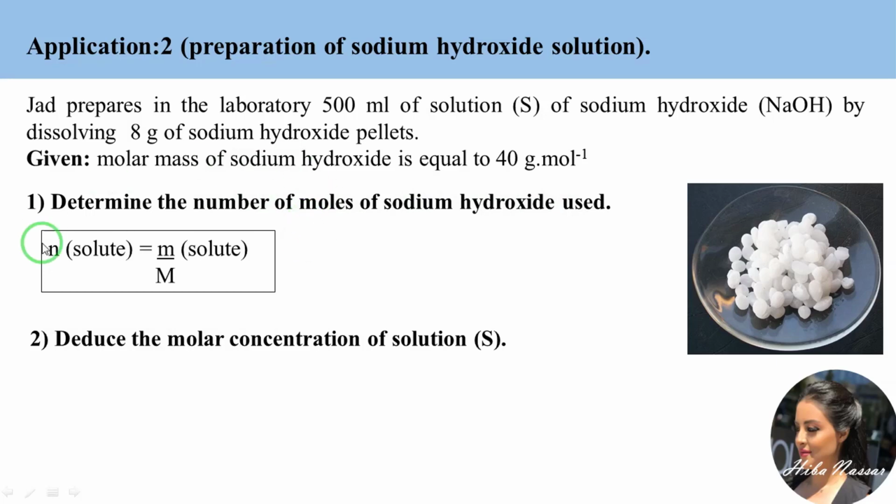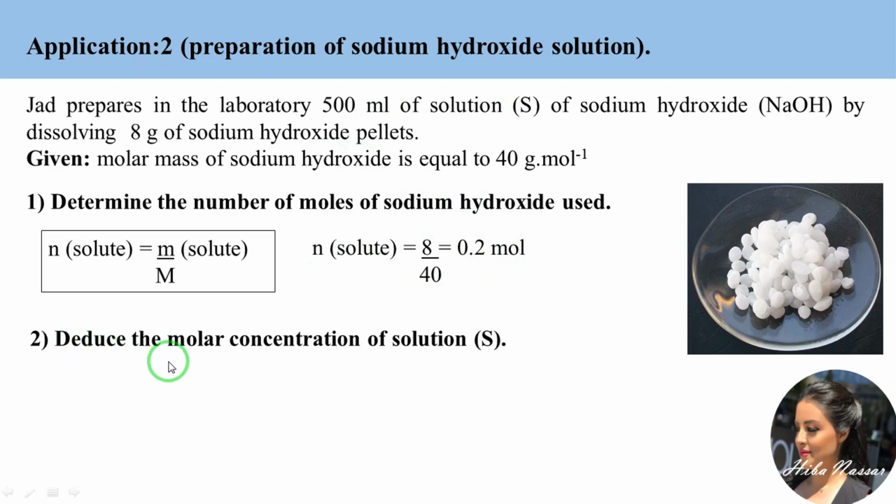So I'm gonna use the following formula. The number of mole for solute is equal to the mass of this solute, which is here sodium hydroxide, divided by its molar mass. So the number of mole of solute will be equal to 80 gram, which is the mass of solute, divided by its molar mass, 40 gram per mole. So we can say that the number of moles of sodium hydroxide used here is equal to 0.2 mole.